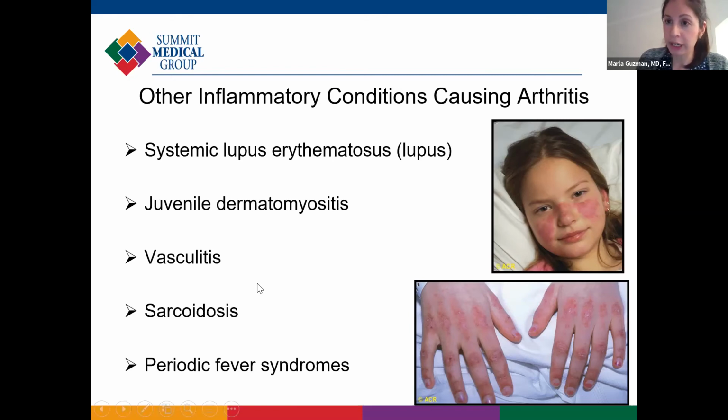Sarcoidosis, again, is rare in the pediatric world. Things like rash, arthritis, and eye inflammation can be seen in sarcoidosis. And then the periodic fever syndromes, which are essentially fevers that occur with a certain frequency that are not due to an underlying infection. They're often related to a genetic abnormality that causes these frequent fevers. With the fevers, sometimes these are accompanied by joint pain or joint swelling. So these are all things that I assess for when I'm seeing a patient with arthritis.